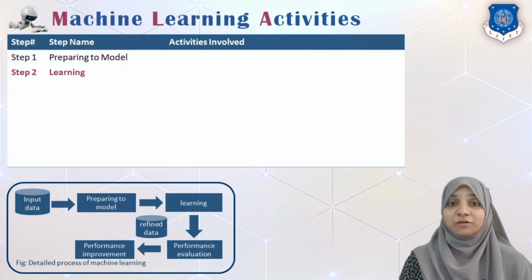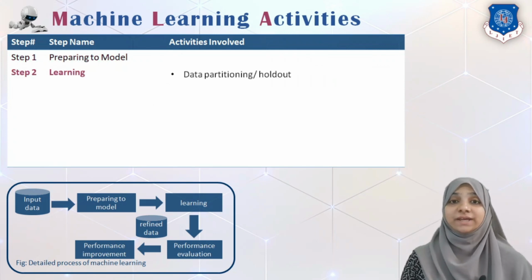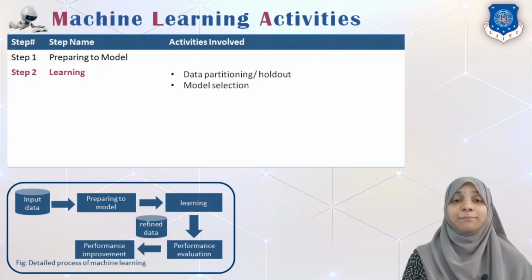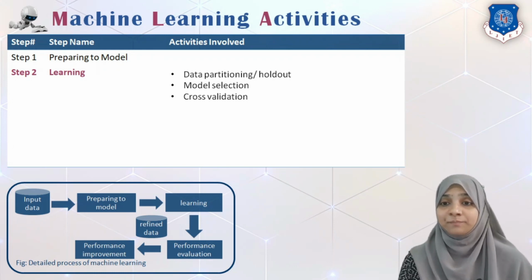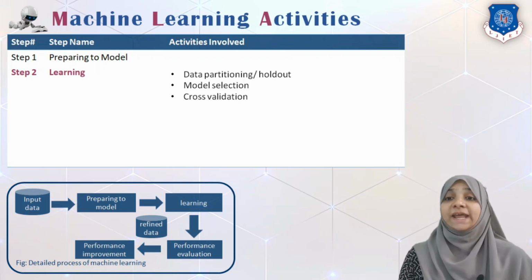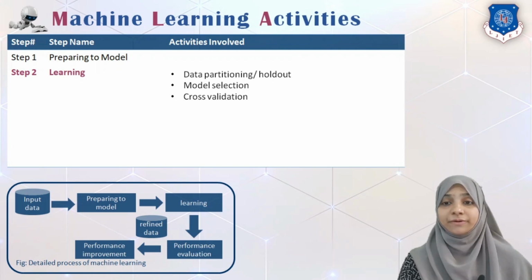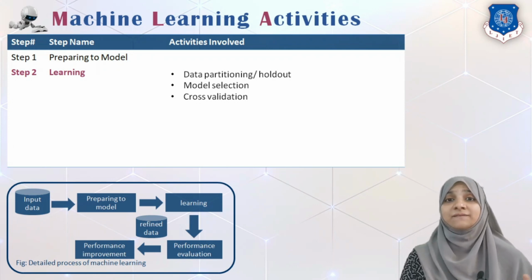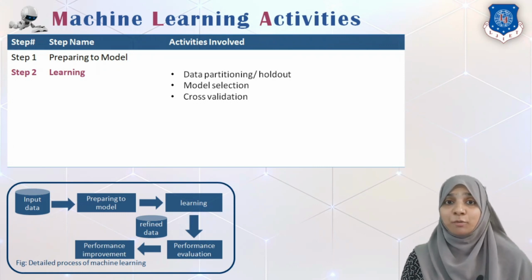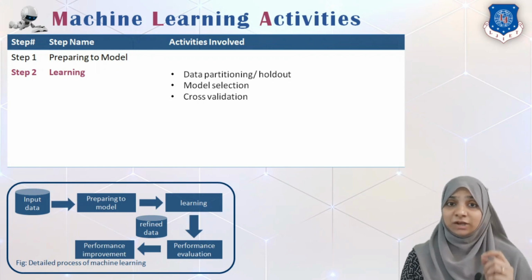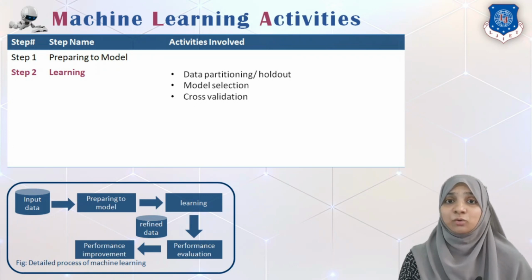The next step of machine learning is learning itself. Here we select a model, select the type of representation of the model, and try to fit data over this model. So here we do data partitioning or holdout. That means not the complete data given as input to the system is used for training the machine learning model. We perform an important step called data holdout or data partitioning. We will look into data partitioning or holdout in detail.